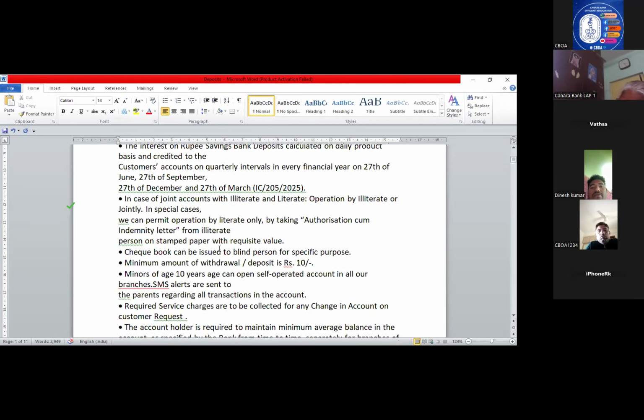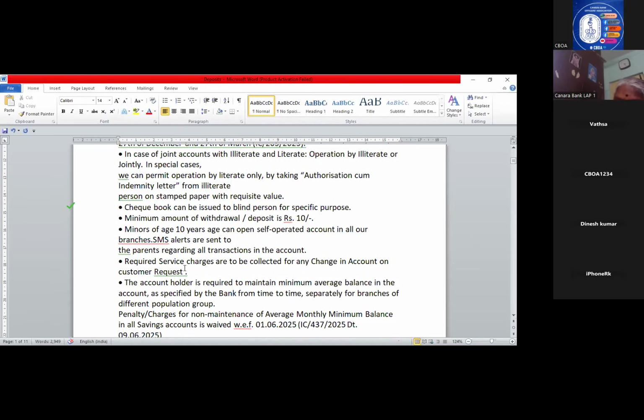Checkbook can be issued for blind persons, who should be treated as normal persons as per RBI guidelines, and we have to extend all the facilities as per the normal customer to the blind customers also. Minimum amount of withdrawal or deposit in SB account is ₹10. Minors above 10 years of age can open a self-operated account in all the branches. SMS alerts will go to the parents. And required service charges are to be collected for any change in the account as per the customer request.